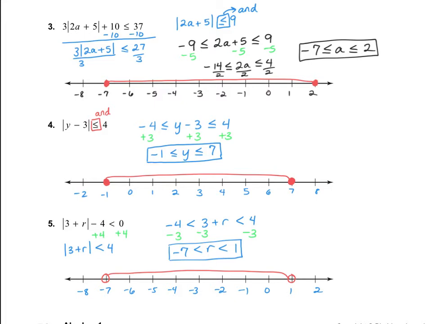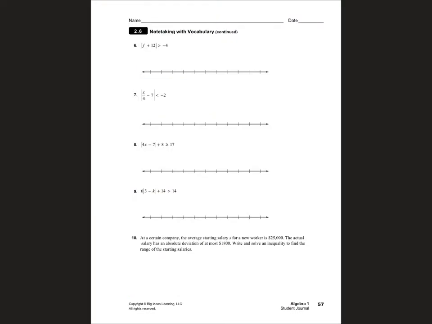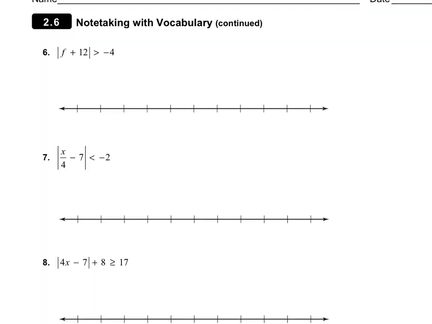For number 4, I got -1 less than or equal to y less than or equal to 7. So they were closed circles between -1 and 7 and in between. For number 5, -7 is less than r is less than 1. Open circles this time and everything in between. Okay, we're moving on to page 57.